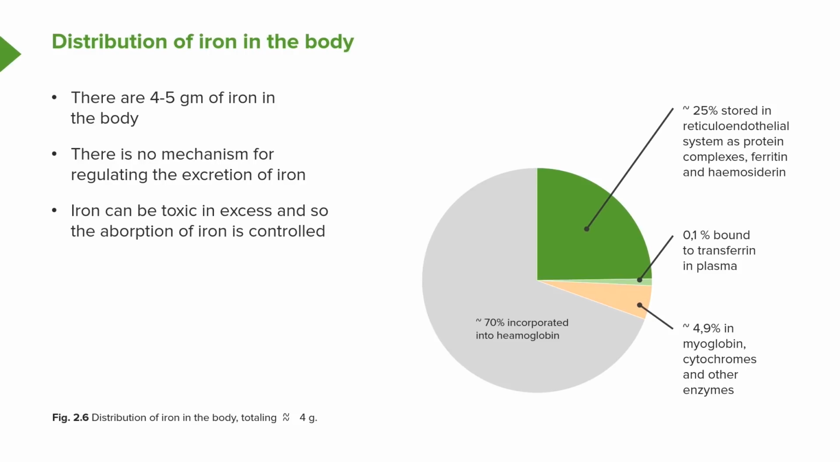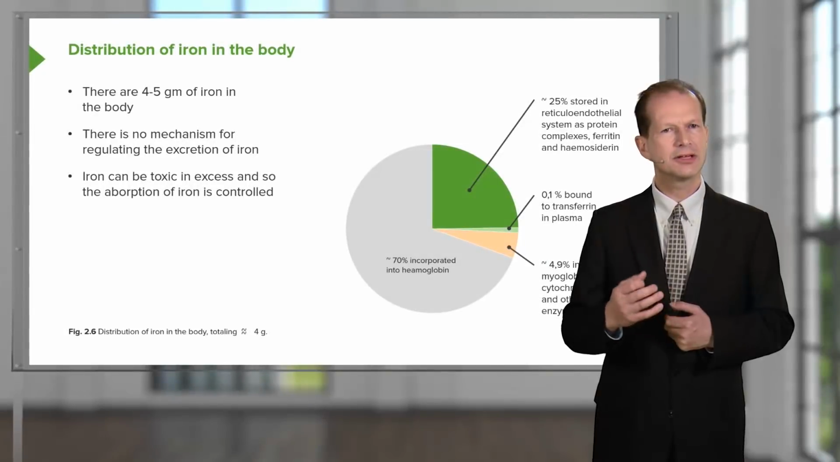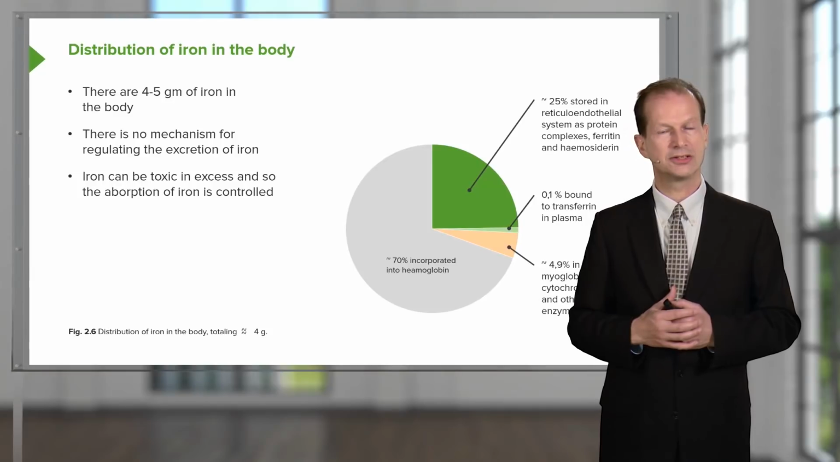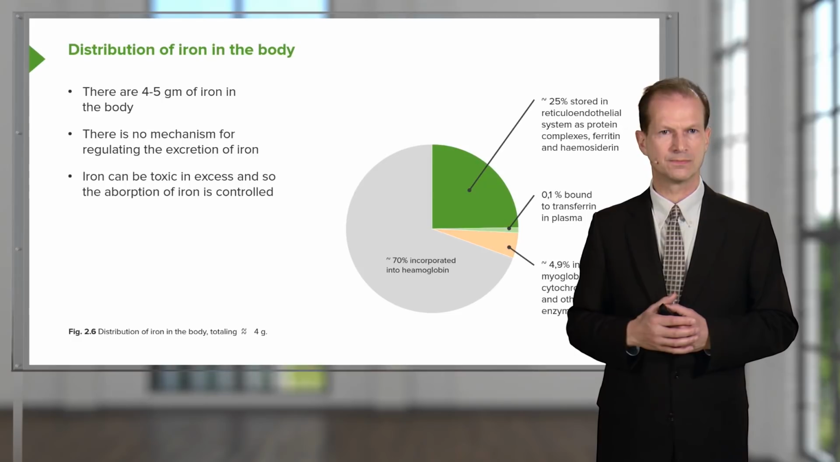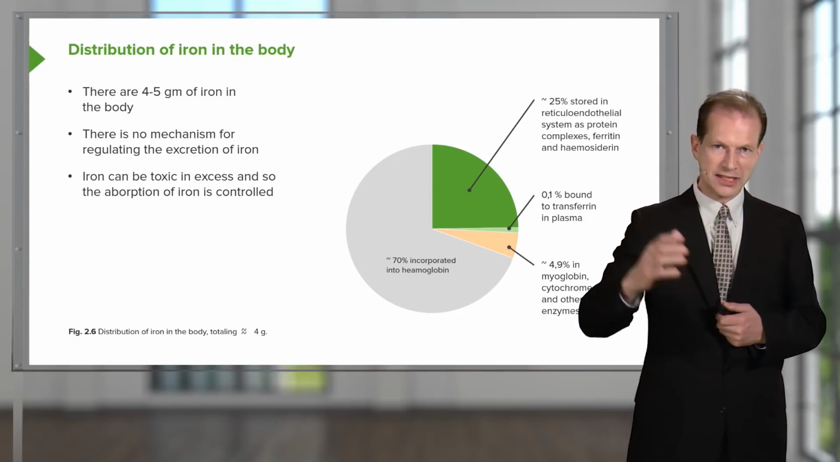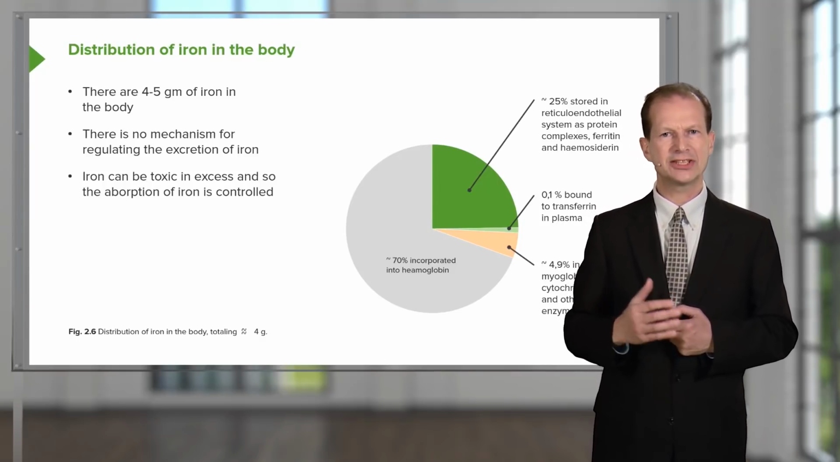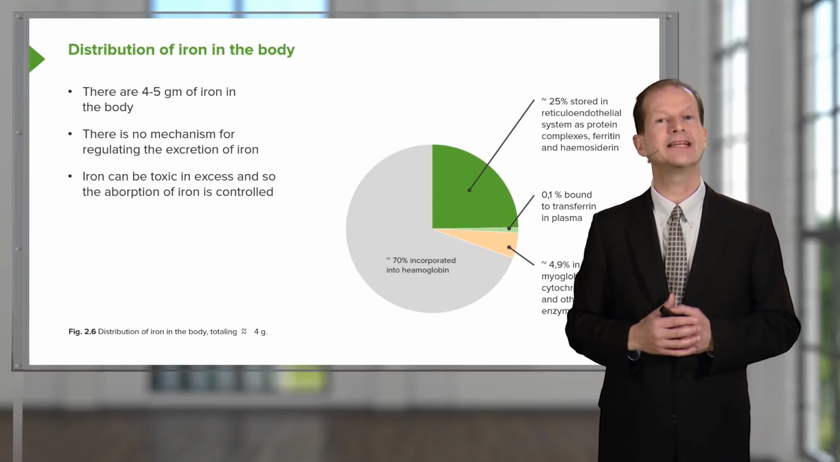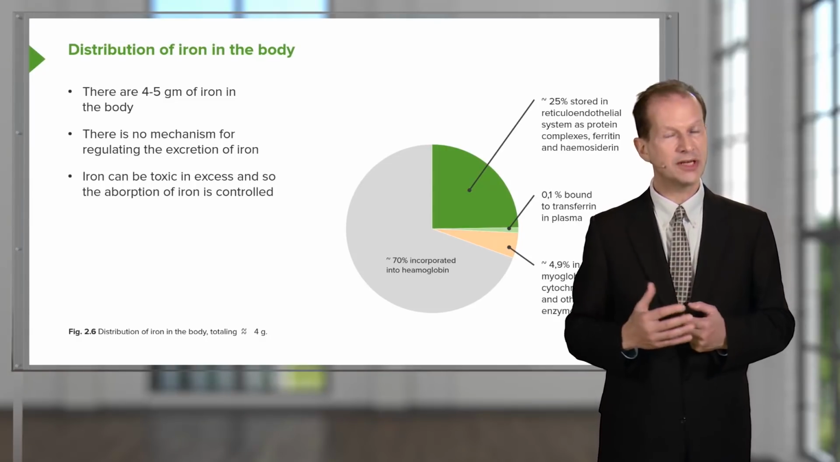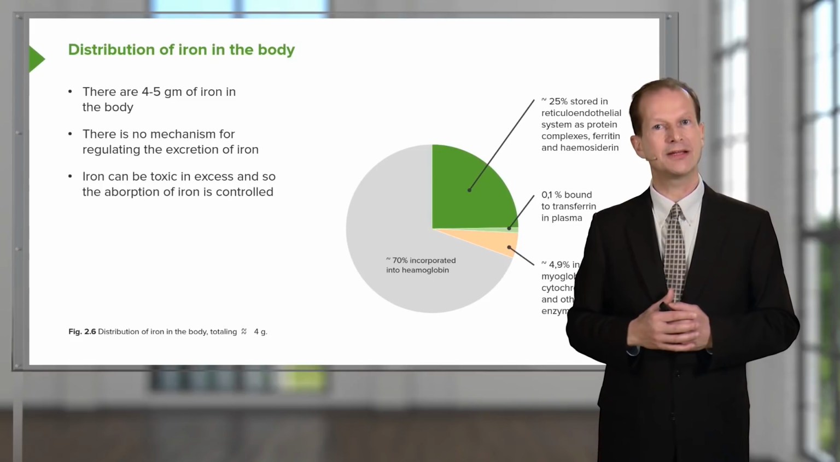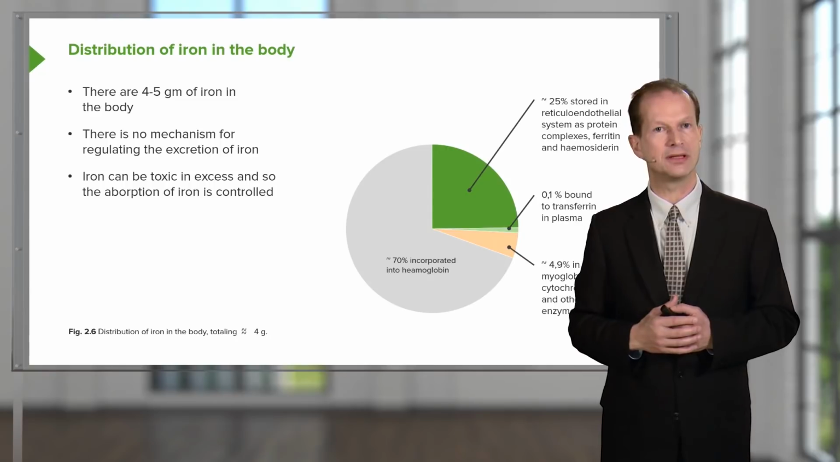We now think that this is the case because iron can be quite toxic in excess, and it can even lead to damage of DNA. And so the absorption of iron is controlled to levels that we just need to maintain normal physiological function. On the right, the diagram shows where this iron is held within the body, and you will see that 70% is incorporated into hemoglobin, with 25% stored in the reticuloendothelial system. Minor fractions are circulating within the blood.